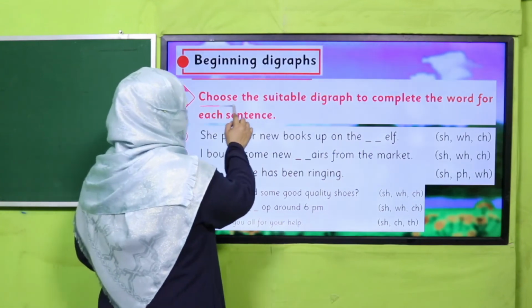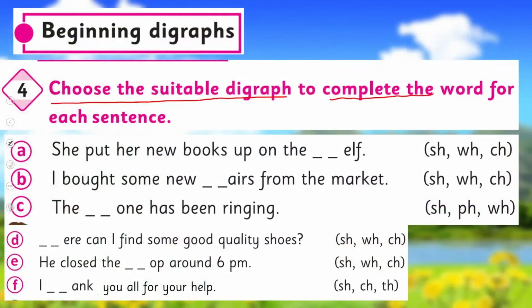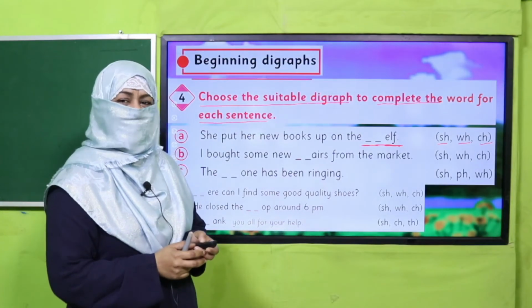You will choose the suitable digraph to complete the word for each sentence. So here is a word which will have a digraph. You have to select the correct digraph and you will make the syllables as well. Okay, it's not mentioned here, but I suggest you make the syllables. Pause the video, complete this exercise in your book and then come back. Yes, my dear children, are you done with it?